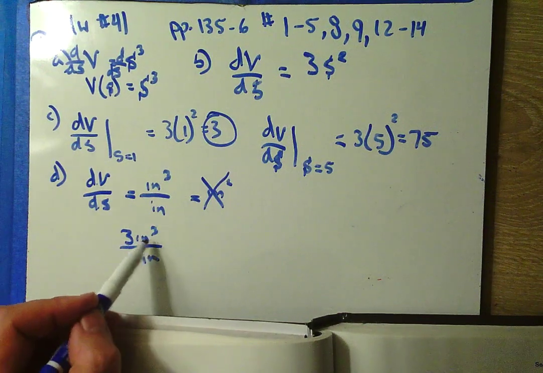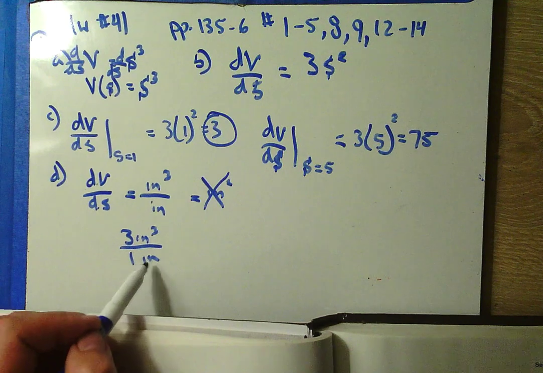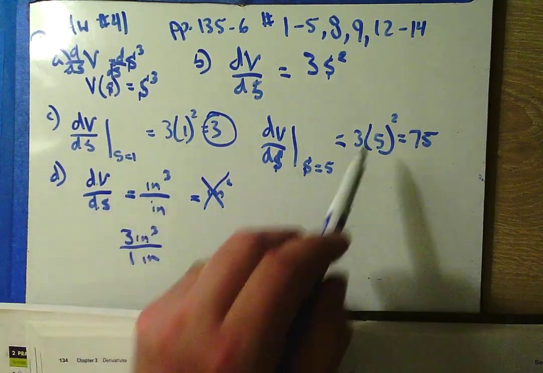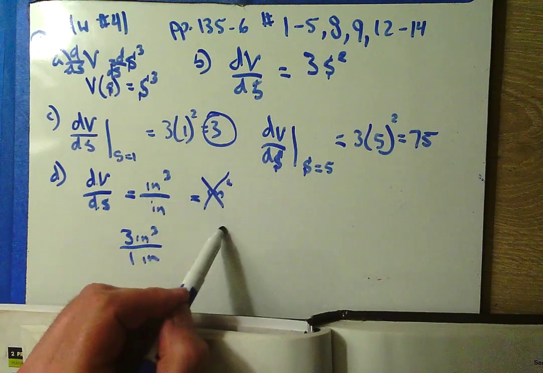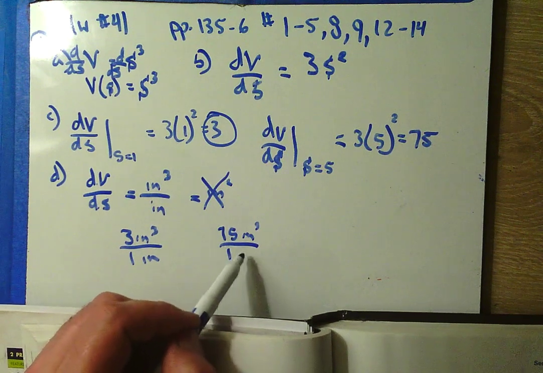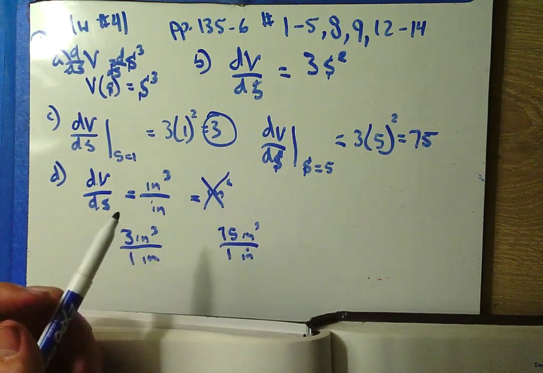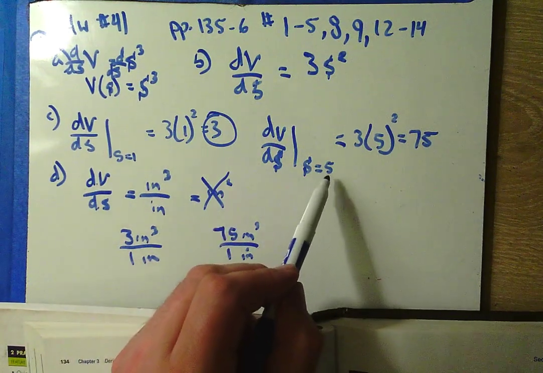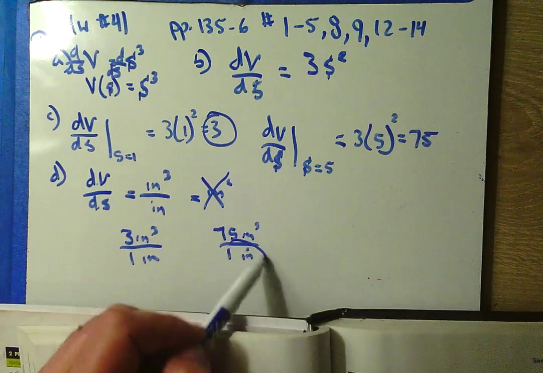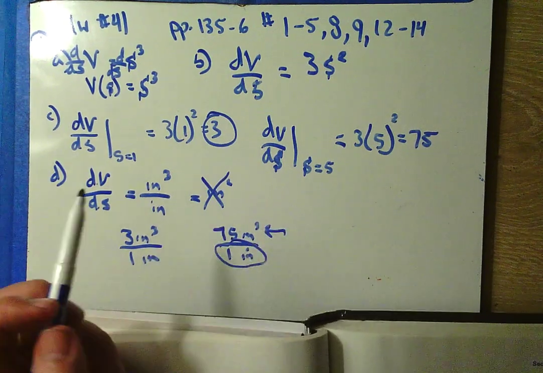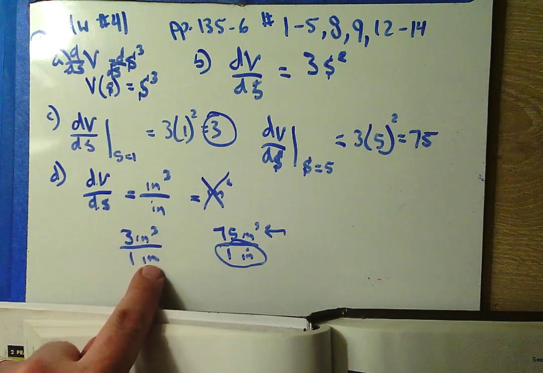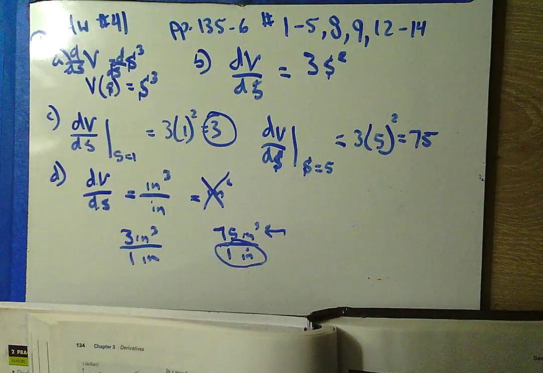I'm going to have 3 additional cubic inches of volume for every 1 inch change in side length when s equals 1. But when s equals 5, I'm going to have 75 cubic inches of volume for every 1 inch of side length change. Because these numbers are much bigger, the cube is already very big. If we go up by 1 more inch, we're going to be adding a lot more volume. Please don't write inches cubed over inch equals inches squared. That would just not be good.